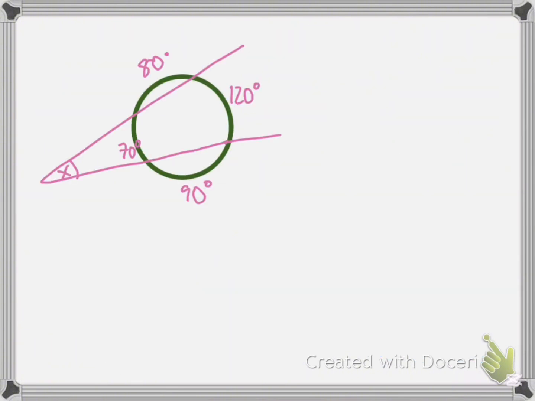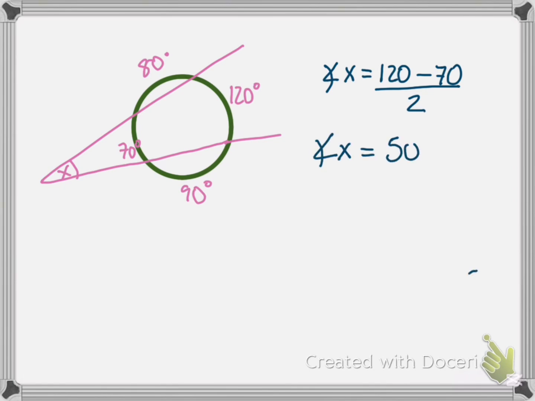Let's look at this example of an exterior angle. We want to find the measurement of angle X. Again, we want to use the two arcs that are formed by the intersection of these secants with the circumference. The two arcs that I want to use are 120 and 70. We're going to subtract both of them and divide by 2. So 120 minus 70 is 50, and 50 divided by 2 is 25. And that would be the answer.